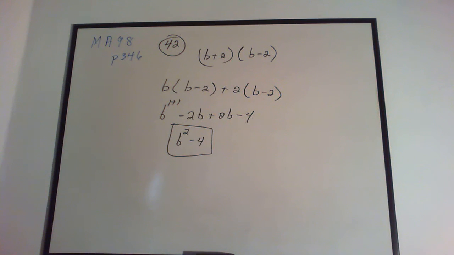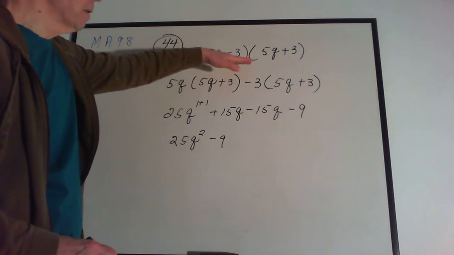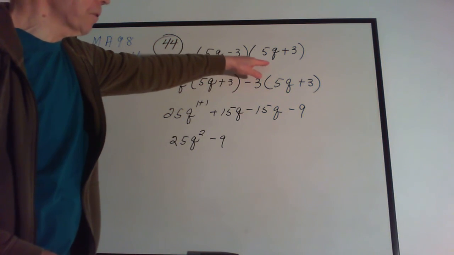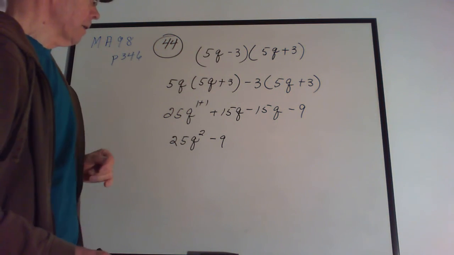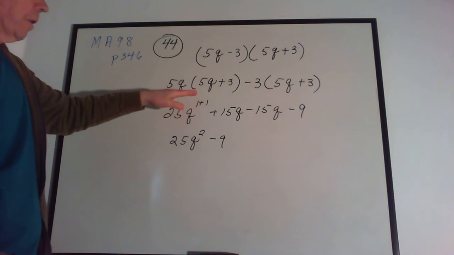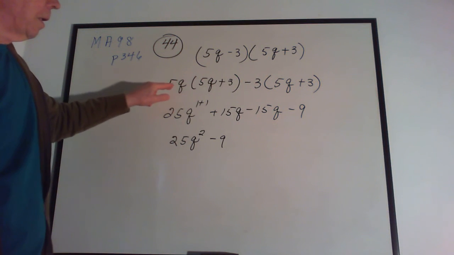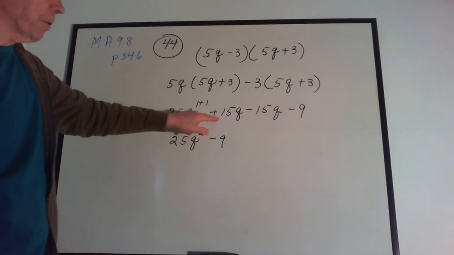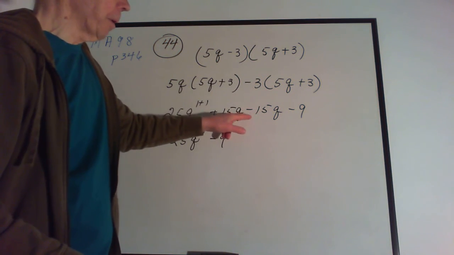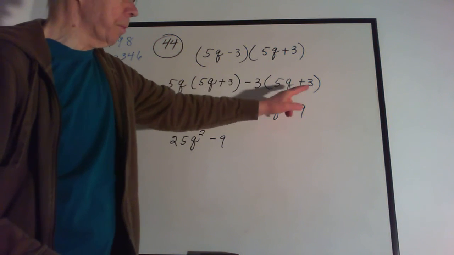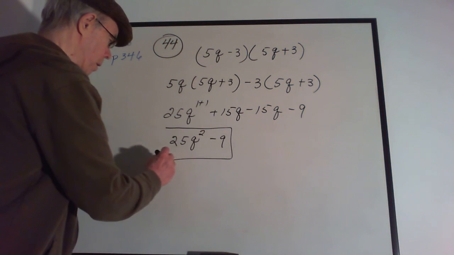So try problem 44. All right, same setup. Multiply what's inside this parentheses by 5q. Then multiply what's inside these parentheses by negative or minus 3. So it's going to give me 25q. I add my exponents, 1 plus 1 will give me 2. 5q times plus 3 is plus 15q minus 3 times 5q gives me minus 15q. A minus times a positive gives me a negative minus 9. So your answer ends up being this one.